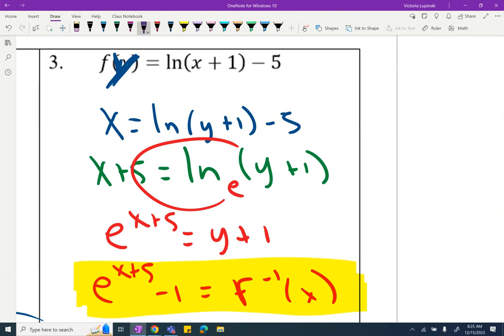Parentheses wise, when you're doing it this way, it's kind of assumed that there are parentheses here, but yes, it would be just as correct to use them if it makes it clearer for you.